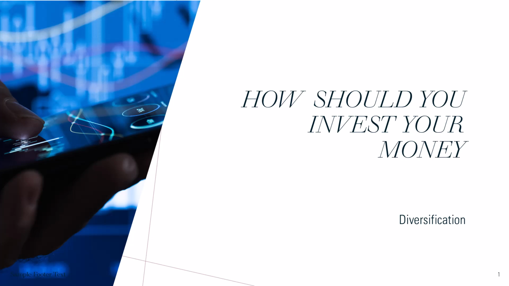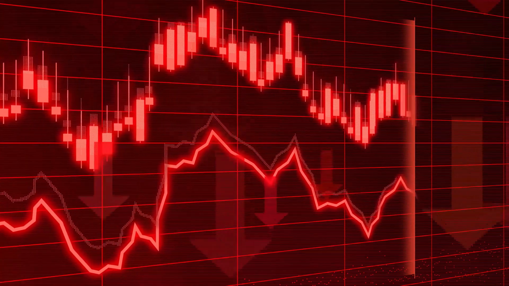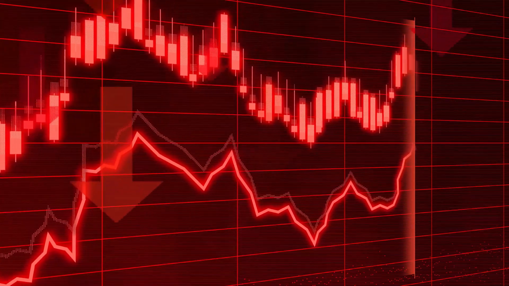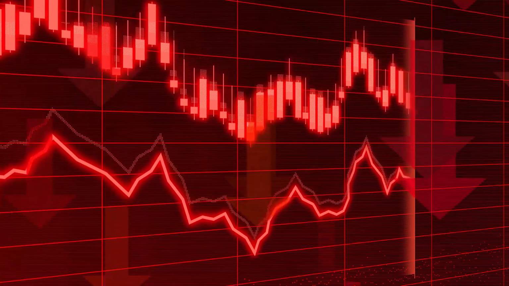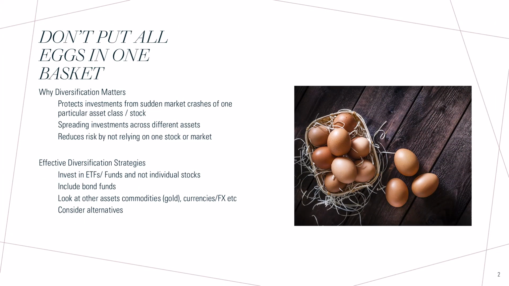Imagine that you bought a single stock, only for it to suddenly crash overnight. Scary, right? That's why diversification matters. There's a well-known saying, don't put all your eggs in one basket. Let's go through different asset classes.